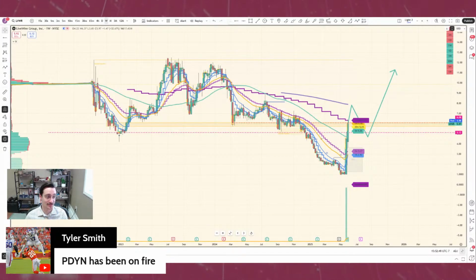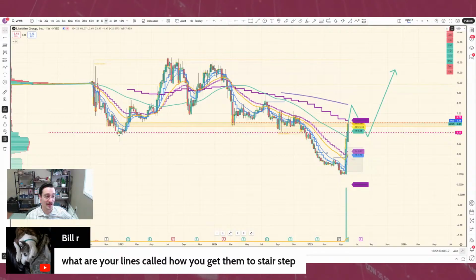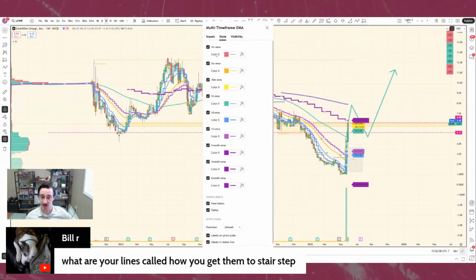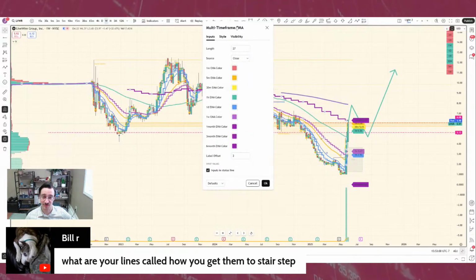Let's see, just in case I missed anything. What are your lines called and how do you get them to stair step? Well, this is a custom indicator I use. It's a multi-time frame EMA. So essentially, there's my secret sauce. I'm giving you all the alpha. You can code this yourself on ChatGPT.